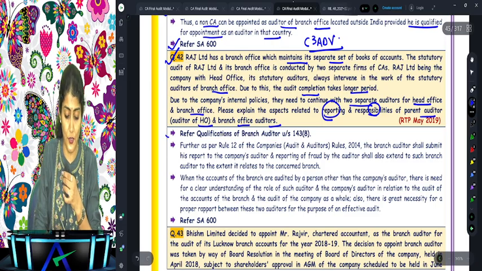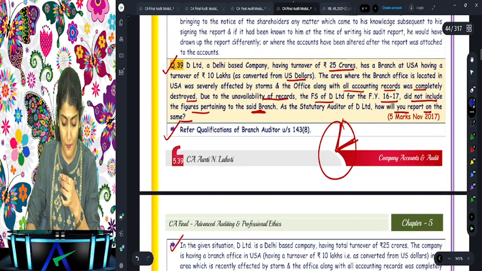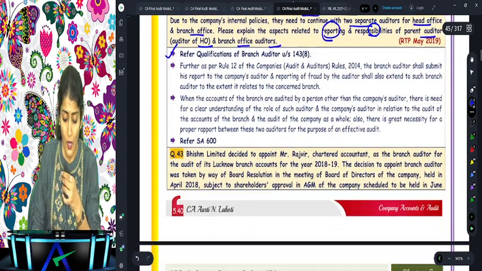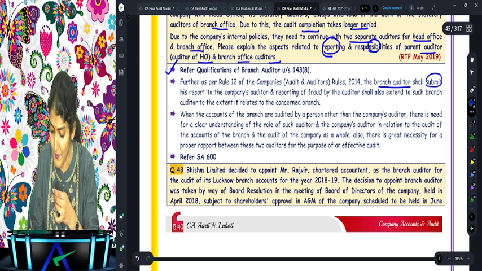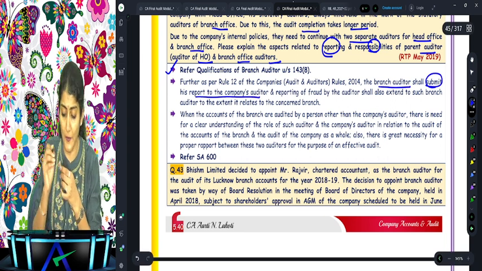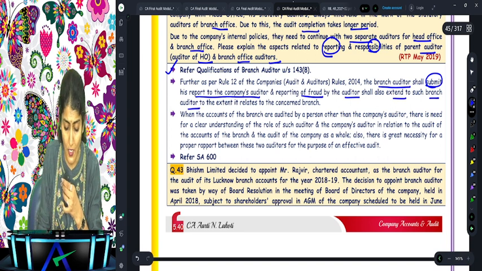Right, so again, first you talk about the qualification. Did you notice all the questions? The first thing we are writing about is the qualifications of the branch auditor. Then what does it say? The branch auditor has to submit his report to the company auditor, and also reporting of fraud by the auditor will also extend to the branch auditor.